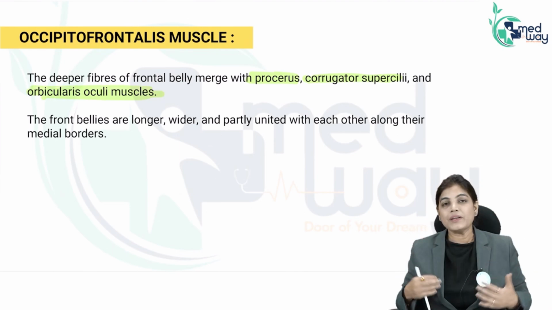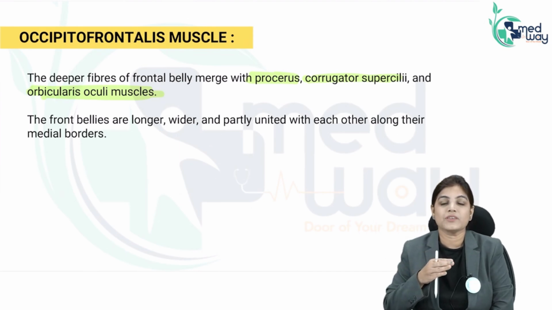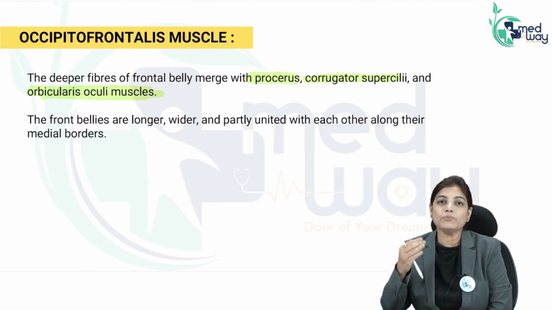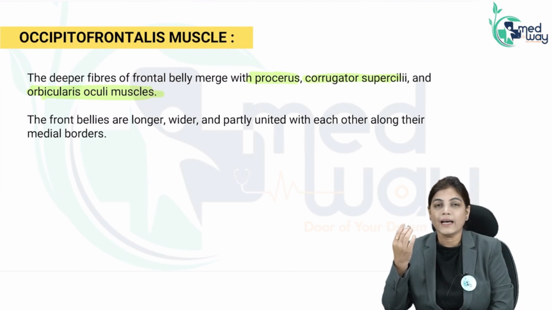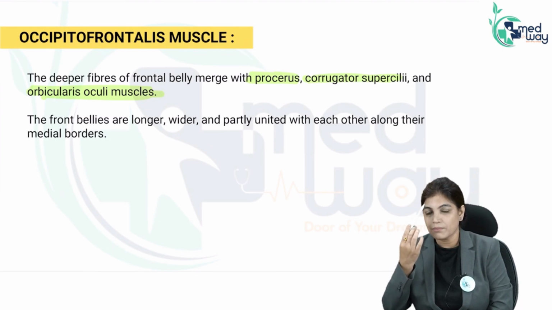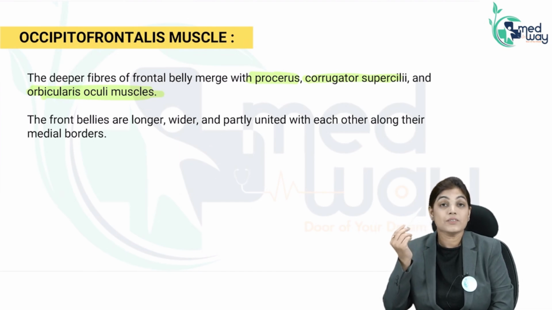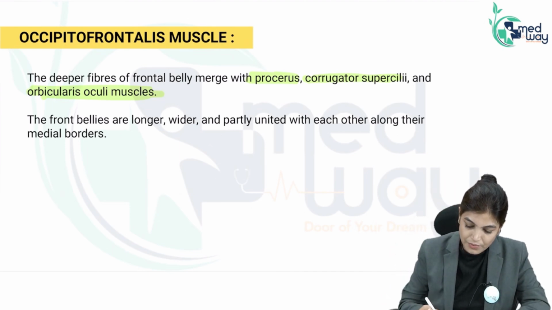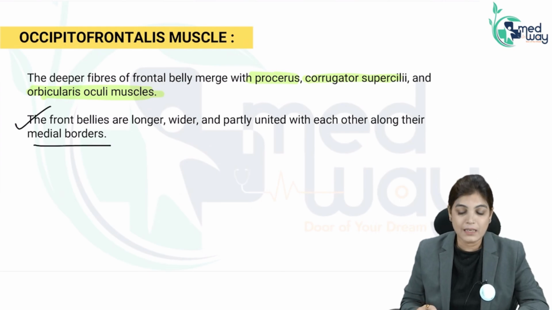In our face, we have different categories of muscles of facial expression, the details of which I will give you. The muscles lying around the eyeball include the circular, sphincteric muscle, the orbicularis oculi, the corrugator supercilii muscle and the procerus muscle. The frontal bellies are longer and wider, and they are united along their medial border.